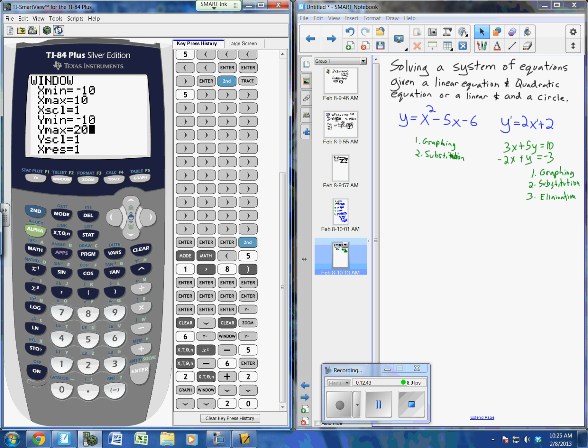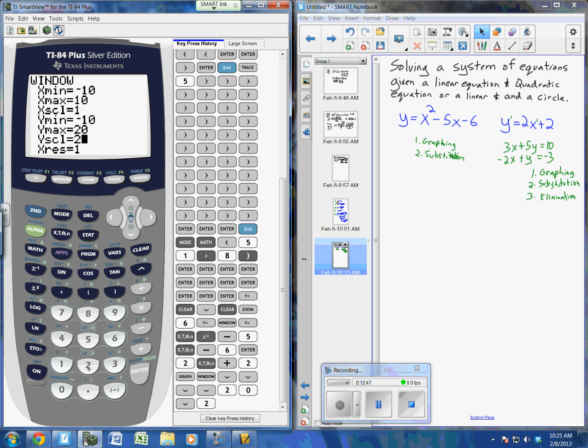Yeah, the y-axis goes up and down. And change your y scale to 2. The scale tells how often it puts a tick mark. If I put one, it was every 1 right there. If I put one every 1, they're going to be really bunched up because we just made the scale, I mean, we went up higher. Hit the graph now.